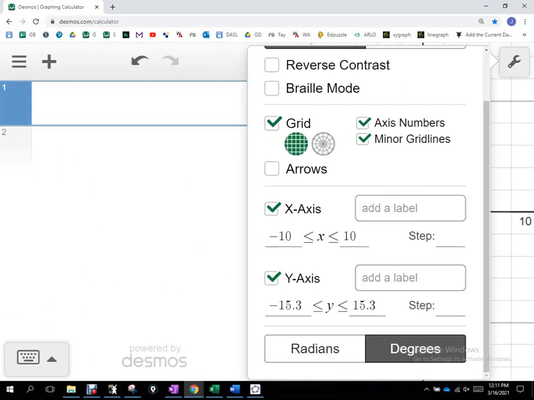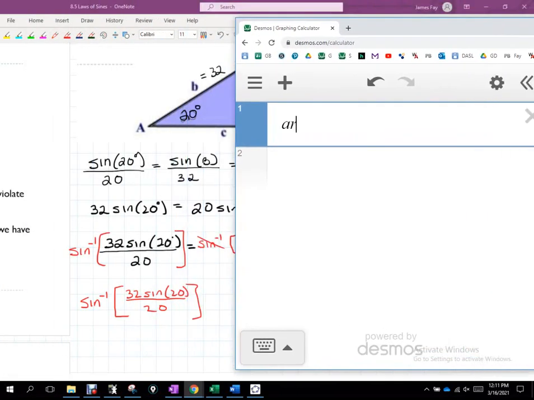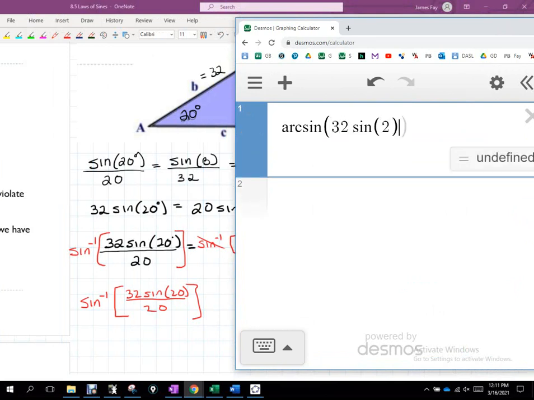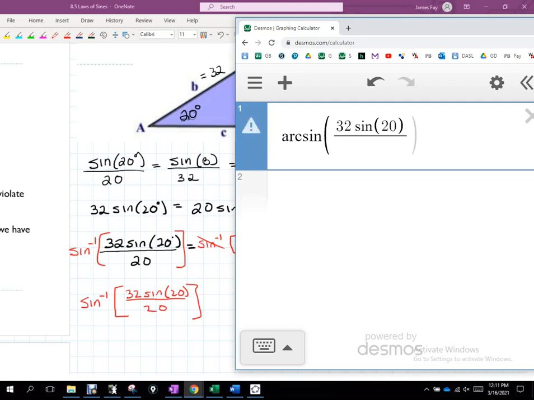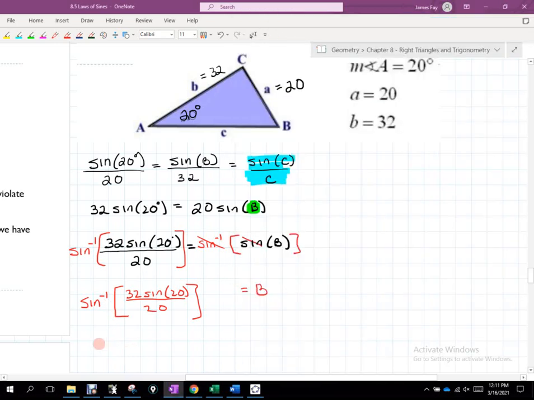So go to degrees. So I'm going to type in sine inverse. Remember, that is the same thing as the phrase arc sine. And we'll go 32 sine of 20 divided by 20 again. Gives me 33.18. Okay, so B is 33.18 degrees.